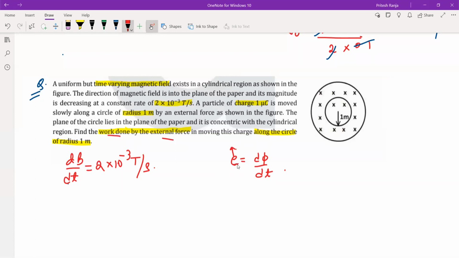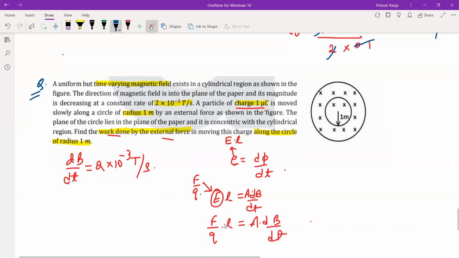So EMF can be related with the force using the concept of electric field. So I can say electric field into length. So E into length will be d/dt. Instead of phi, we can write B, and area is constant, it will come outside. So from here one can put electric field as force per unit charge. So we have the charge mentioned here. So expression will be F/Q into L is equal to A into dB/dt.